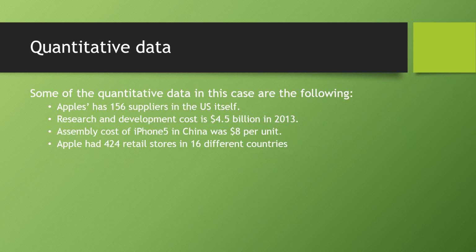Some of the quantitative data in this case are the following. 1. Apple has 156 suppliers in the US itself. 2. Research and development cost $4.5 billion in 2013. 3. Assembly cost of iPhone 5 in China was $8 per unit. 4. Apple had 424 retail stores in 16 different countries.